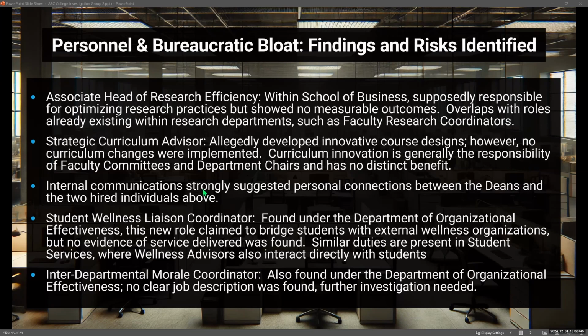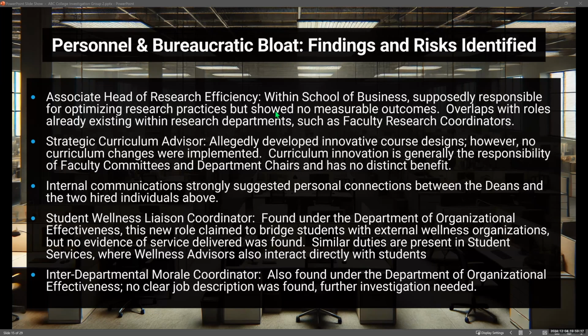So, findings and other risks identified. Here's a list of the questionable positions. Associate Head of Research Efficiency. This is within the School of Business. They were supposedly responsible for optimizing research practices, but they showed no actual measurable output. And this position showed overlaps with roles already existing within research departments, such as the faculty research coordinators.